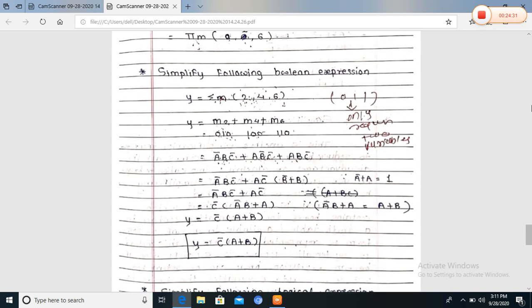This is the next example. From min terms and max terms we find the expression. This y is equal to summation m, with values 2 4 6. So summation m indicates that these are the min terms.